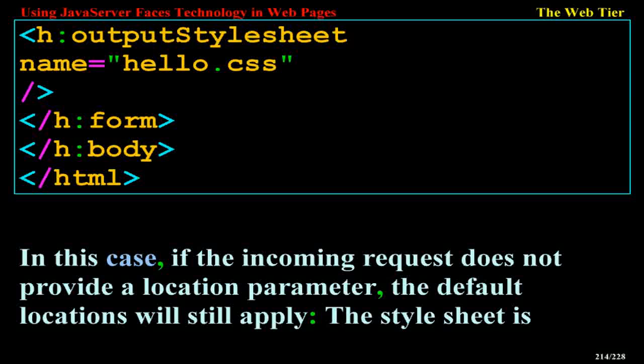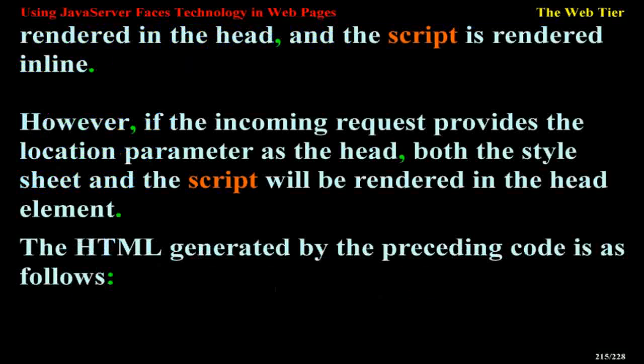In this case, if the incoming request does not provide a location parameter, the default locations will still apply. The style sheet is rendered in the head, and the script is rendered inline. However, if the incoming request provides the location parameter as the head, both the style sheet and the script will be rendered in the head element.